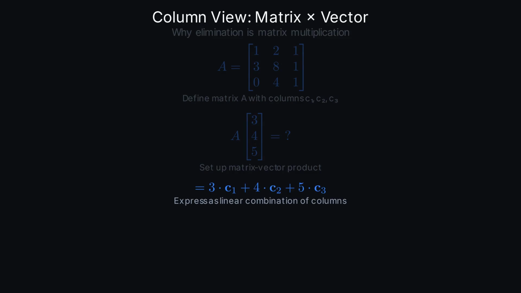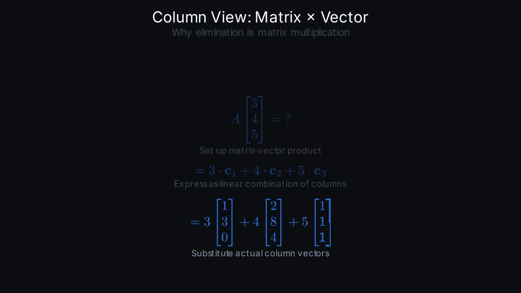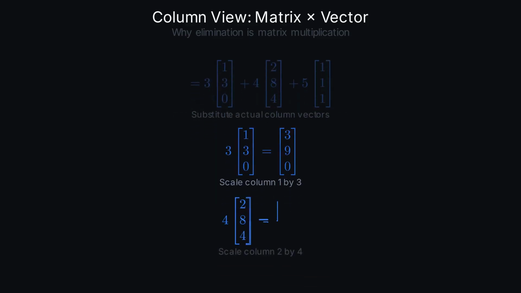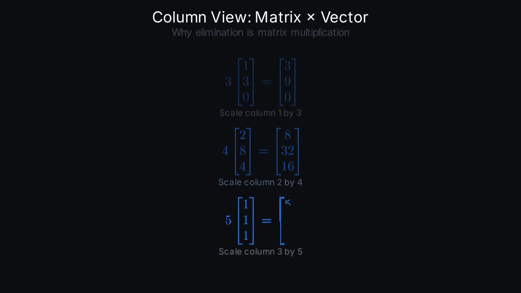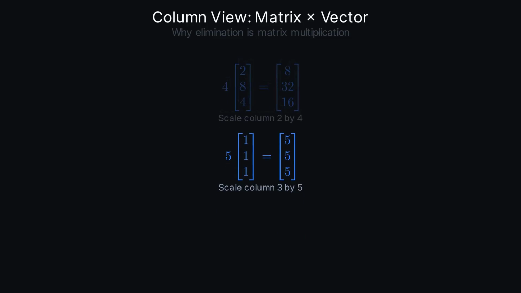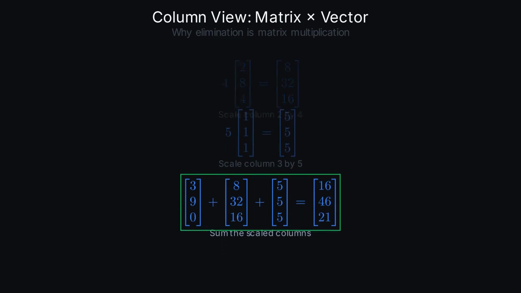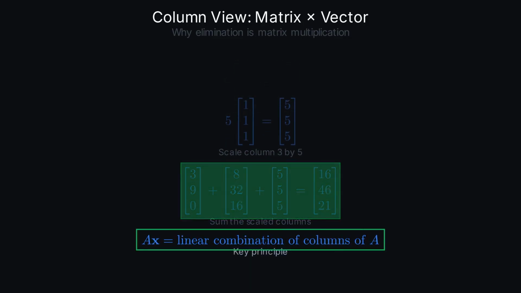Using the column picture, this product equals 3 times column 1 of A plus 4 times column 2 plus 5 times column 3. That gives us 3 times the column vector 1, 3, 0 plus 4 times the column vector 2, 8, 4 plus 5 times the column vector 1, 1, 1. Computing each scaled column, we get 3, 9, 0 plus 8, 32, 16 plus 5, 5, 5. Adding these together component by component, we get 16, 46, 21. This illustrates the key principle. A matrix times a column vector is a linear combination of the columns of that matrix.